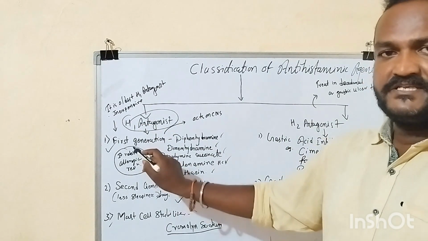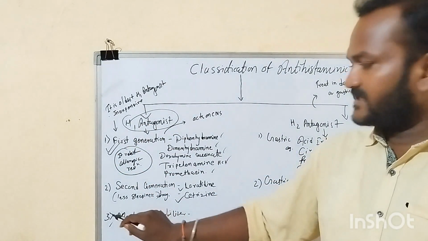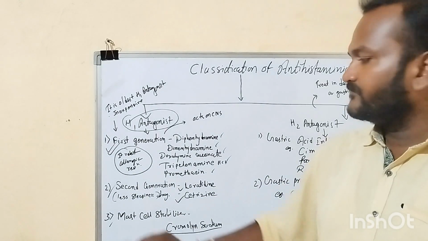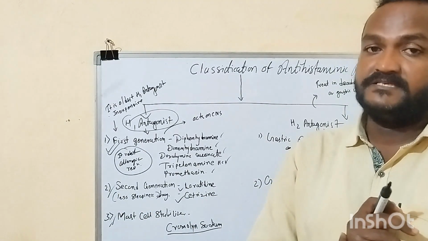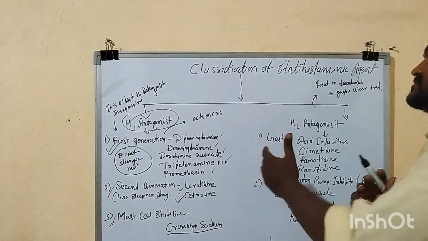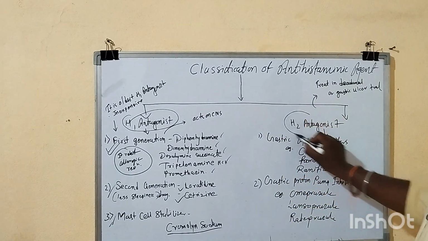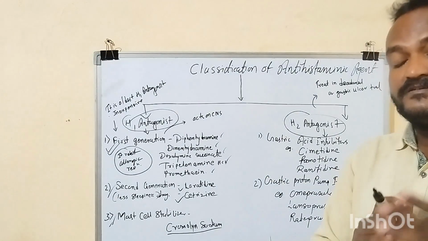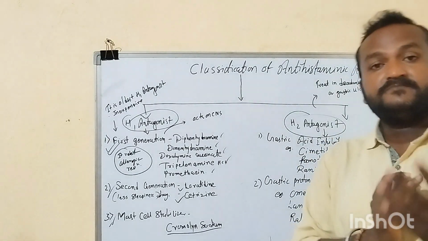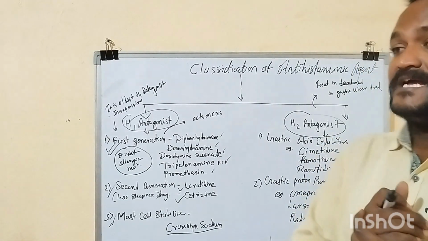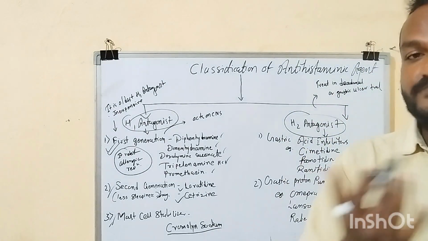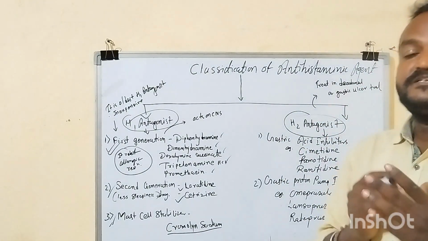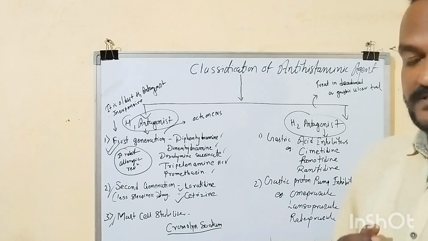So this is the H1 antagonist. In that, the first category is the first generation, second is the second generation, and last is the mast cell stabilizer. Next we will go towards the H2 antagonists. H2 antagonists are widely used for the treatment of duodenal ulcer as well as gastric ulcer or peptic ulcers. So we can use this category of drugs for that purpose.